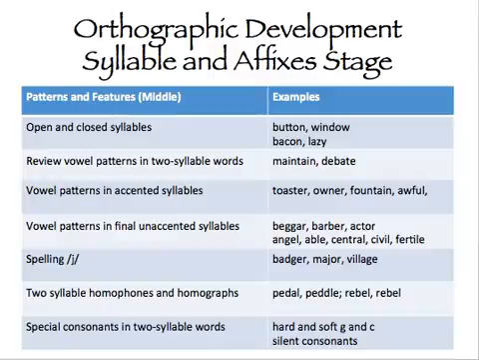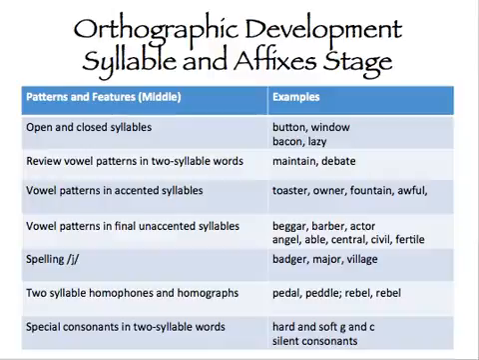They're spending time reviewing vowel patterns in two-syllable words. So in the within word pattern stage, they're looking primarily at one-syllable words and long vowel patterns. In this stage, they're looking at two-syllable, three-syllable words, vowel patterns in accented syllables and in unaccented syllables, how to spell ch: badger, major, village.